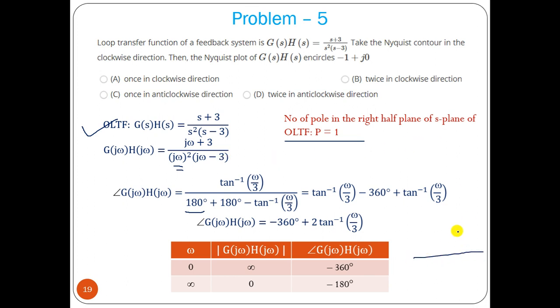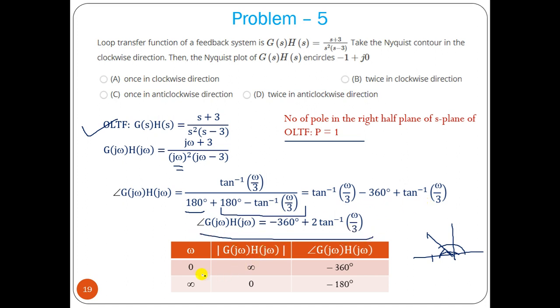In the second quadrant, minus 3 plus j omega, this is the angle. So 180 degrees minus this angle, that is 180 degrees minus tan inverse omega by 3. This is the part. So minus 360 degrees plus tan inverse omega by 3. This is the angle formula.